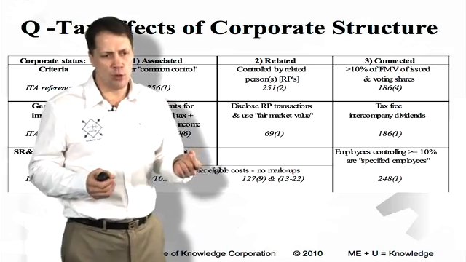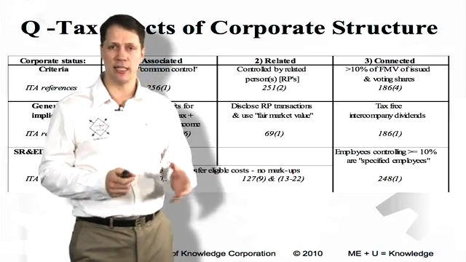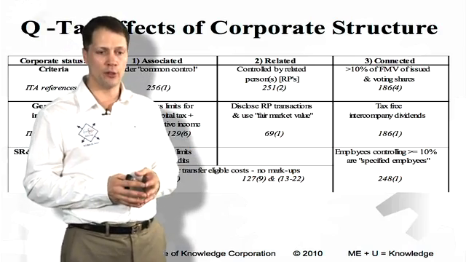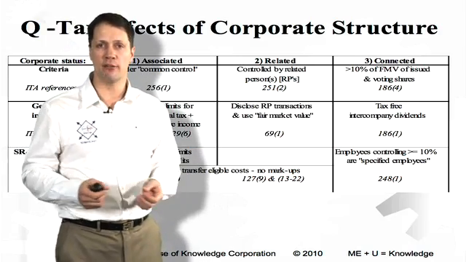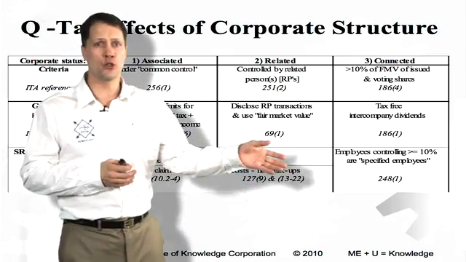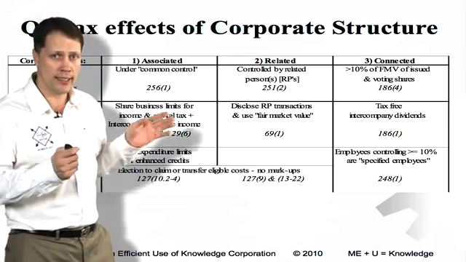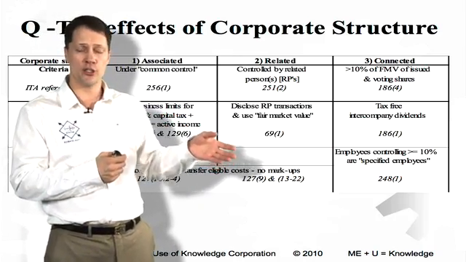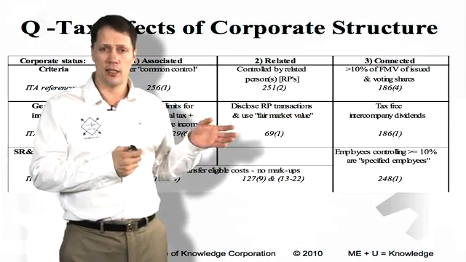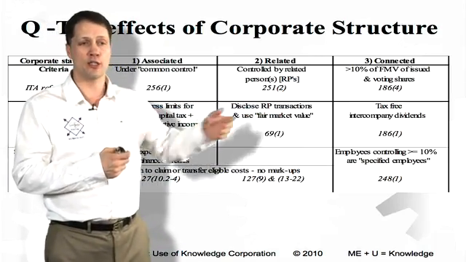Related corporations have no immediate tax consequences other than any transactions between them are deemed to be happening at fair market value. So if my brother and I each have our own corporations, but none of us own shares of the other, we're not associated corporations. There's no cross ownership. He controls his, I control mine. However, we are related corporations because my brother and I are related under Section 251 of the Act by blood marriage or adoption. Our companies are related.